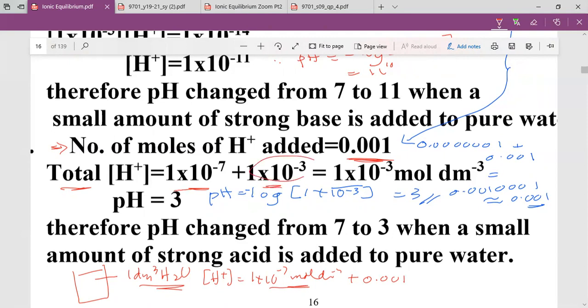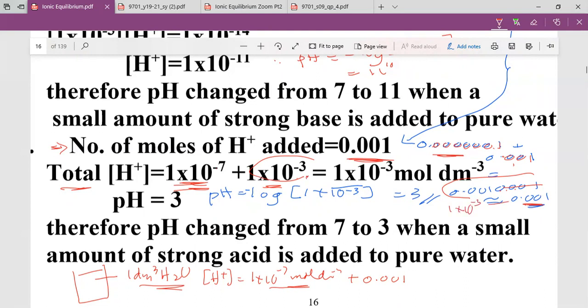Why? Because minus 7 is 6 zeros after the point, 1, 2, 3, 4, 5, 6, 7. This plus this is approximately 0.001, since there are too many zeros, forget it. It means the added one will count a lot more. So this is equal to 1 times 10 to the power of minus 3.